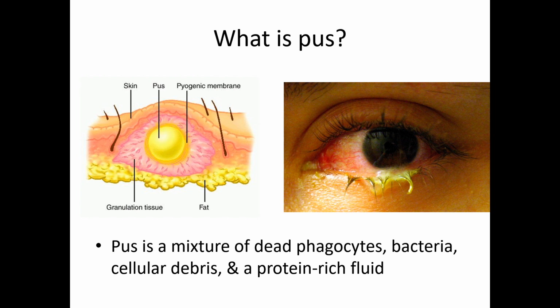If you have a cut that has clear liquid coming out of it, that's your lymph fluid, not a sign of infection. But this yellowish or greenish liquid, that would be a sign of infection. We call it pus.